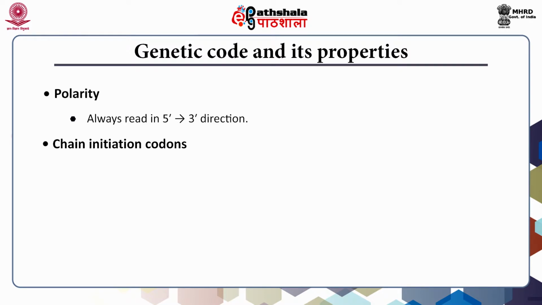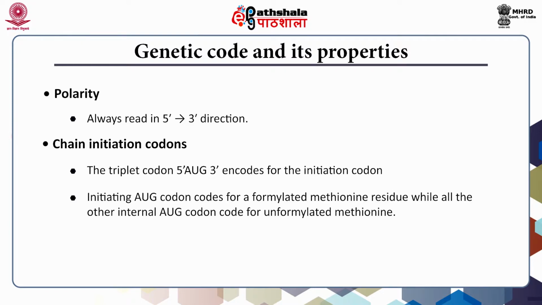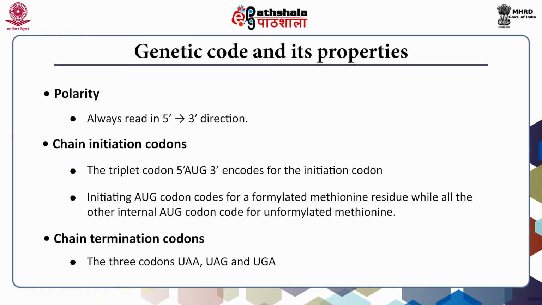Initiation codon: the triplet codon AUG codes for the initiation codon. The initiating AUG codon codes for formylated methionine residues, while all the other internal AUG codons code for unformylated methionine residues. Chain termination codons: there are in all 3 termination codons, UAA, UAG and UGA.